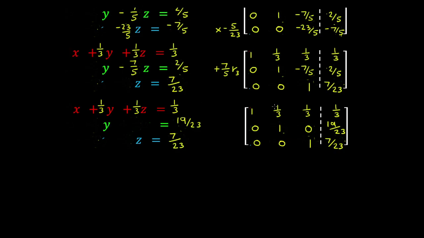And I'll leave it for you to finish this off by zeroing out these terms to solve for x, and the result you should get is x is minus 1 on 23, as we've done before, by solving this system by elimination and substitution.